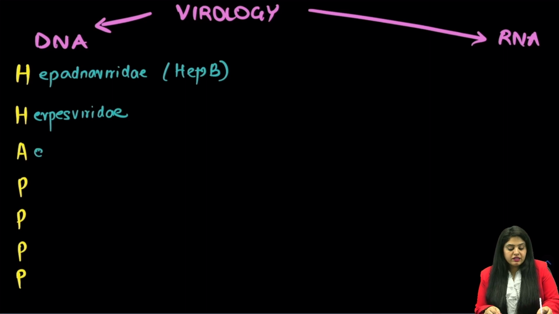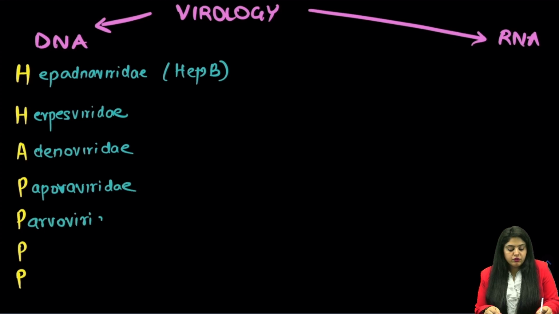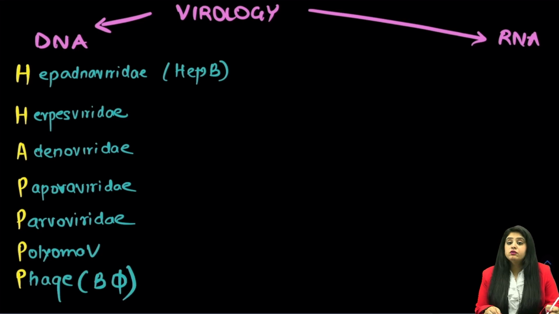Then we have something known as the Adenoviridae family. Then we have something called Papovaviridae. There is something called Parvoviridae, which is obviously going to have parvovirus. Then there is the Polyomaviridae family. And finally, there is a phage. Phage means bacteriophage. Bacteriophage is something that helps in transfer of genetic material.